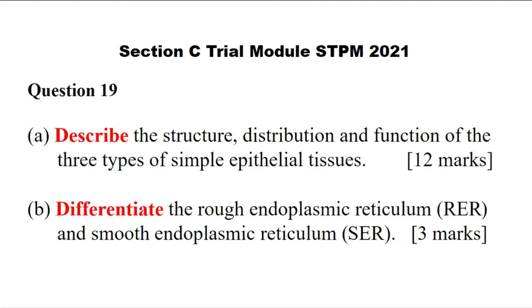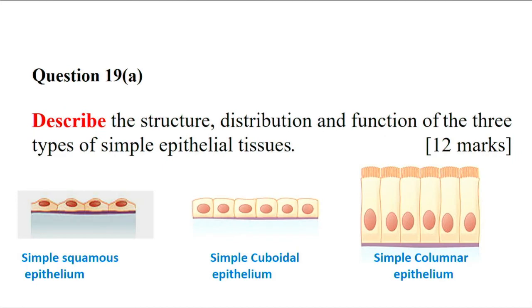Sometimes they will use distinguish. So, beware, differentiate and distinguish are the same. Describe the structure, distribution, and function of three types of simple epithelial tissue. This question asks you to describe the structure, distribution, also known as location, and function of simple epithelial tissue.